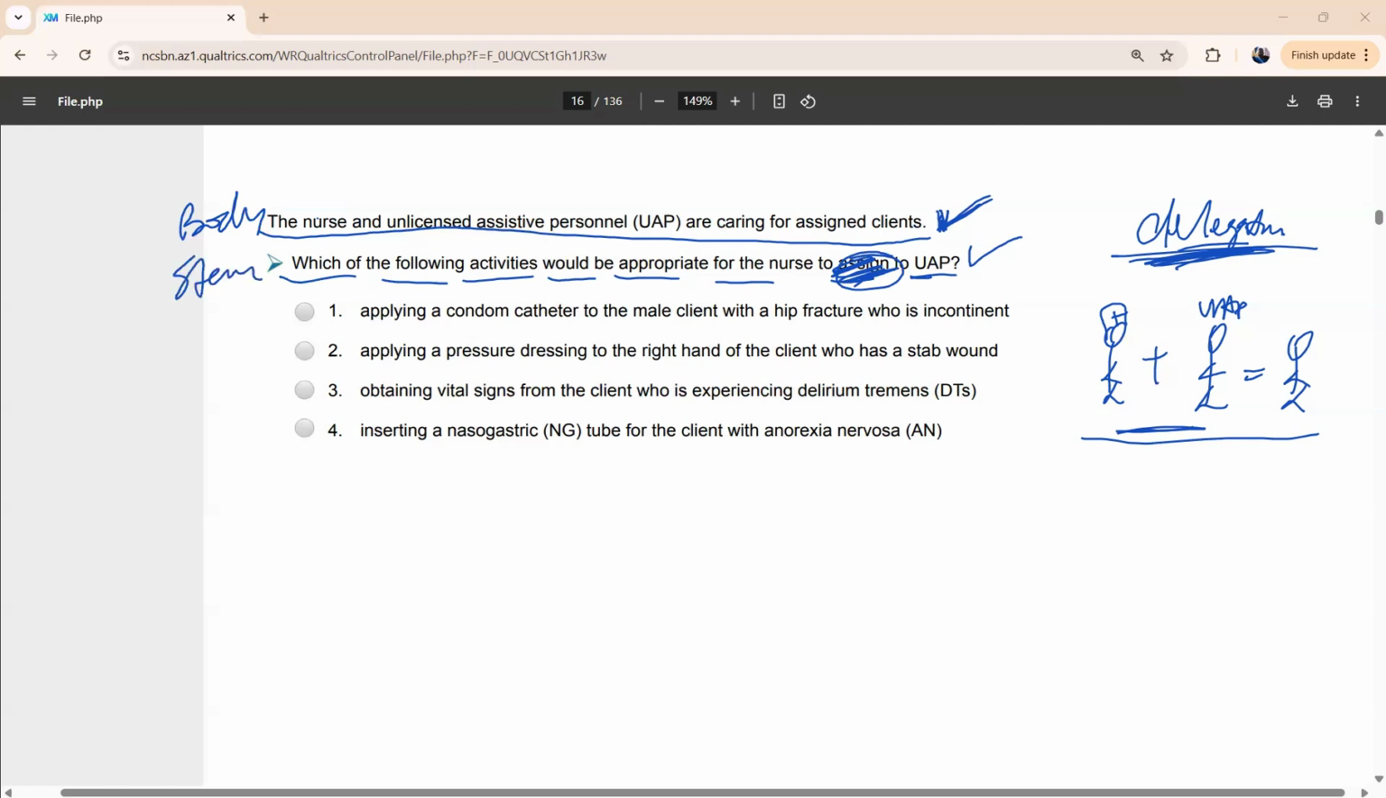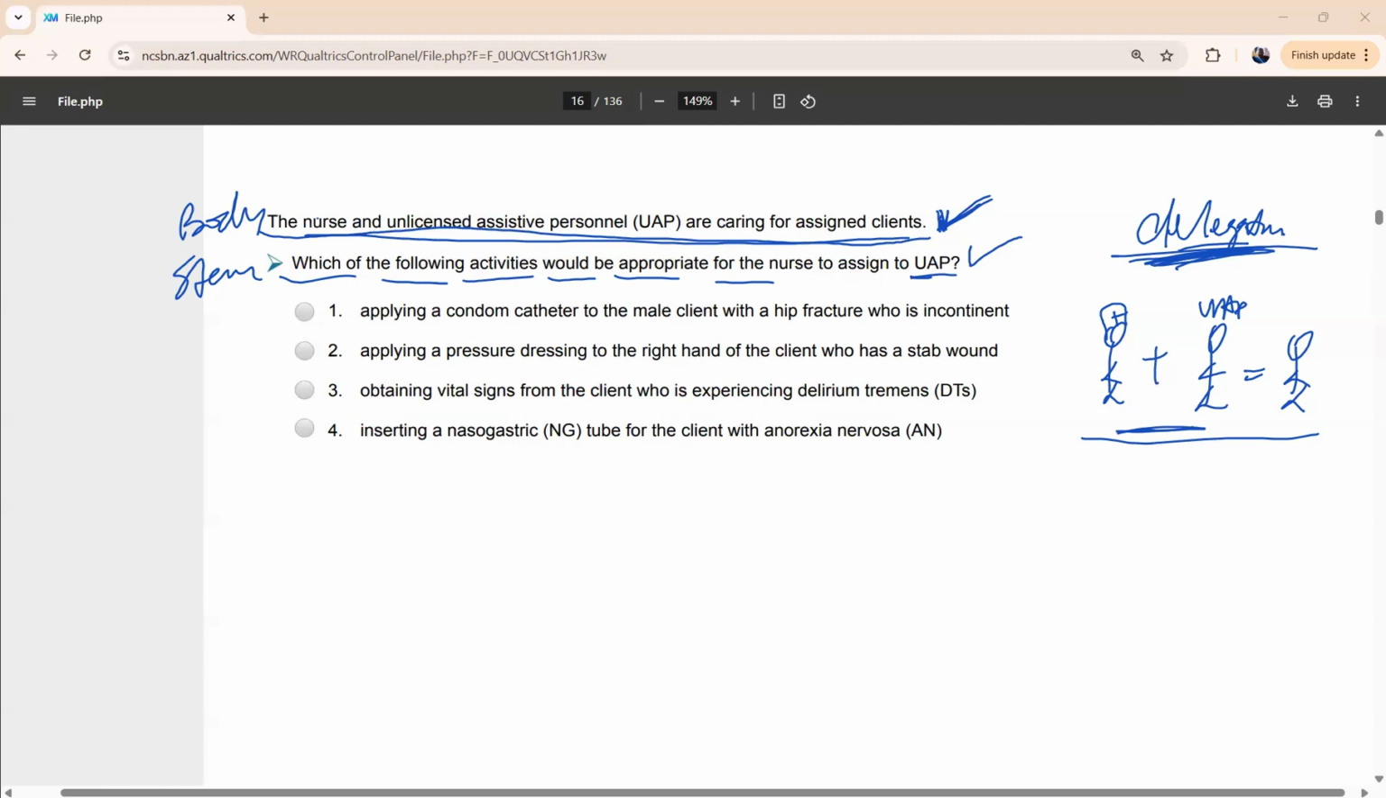So now I understand that the NCLEX is testing me about assignment, which is delegation. Just in case you read the body, the nurse and UAP are caring for assigned clients. If you still don't understand what the NCLEX is testing, now read the stem. Which of the following activities would be appropriate for the nurse to assign? Let me erase this. Assign to UAP.